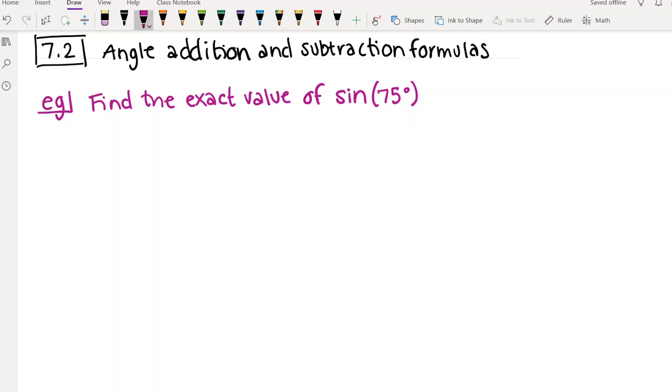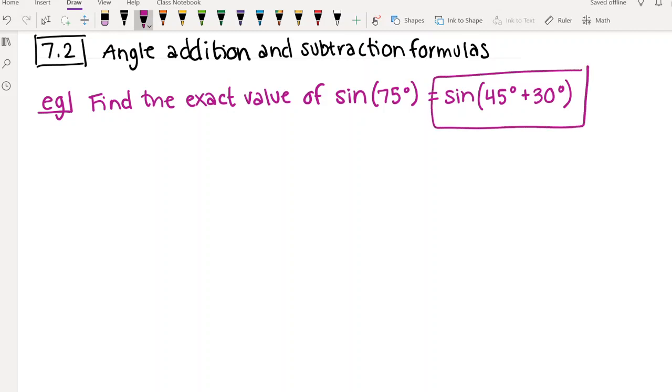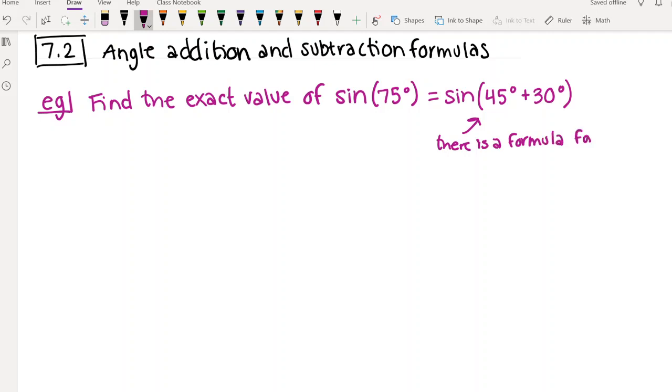The problem is that 75 degrees is not one of the nice friendly angles we know on the unit circle. So the trick is that sine of 75 degrees is the same as sine of 45 degrees plus 30 degrees, right? 75 is the same as 45 plus 30, so we can split that 75 up. What we'll see today is that there is a special formula that allows you to evaluate things like this. We'll get to that in a few minutes.